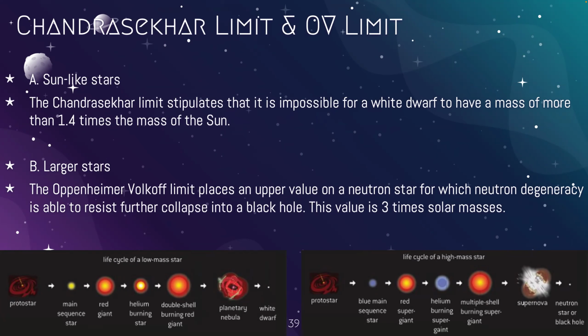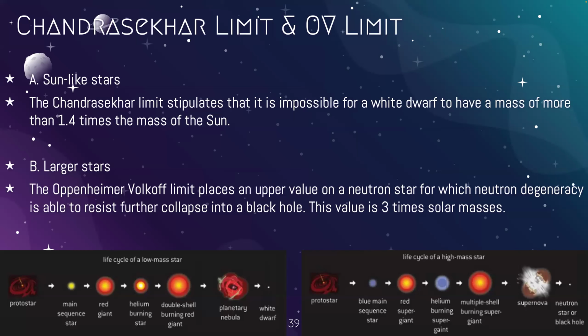Whereas the Oppenheimer-Volkoff limit, in short OV limit, places an upper value on a neutron star for which neutron degeneracy is able to resist further collapse into a black hole. This value is 3 times the solar mass. So the OV limit sets the higher limit for the neutron star. Means if any neutron star is 3 times the solar mass or higher, then only it will form a black hole. Lower than that, it will form a neutron star because a neutron and neutron can never come closer due to a pressure between them called neutron degeneracy pressure, which always resists further collapse. But if the star mass is higher than 3 times the solar mass, then the neutron degeneracy pressure cannot resist further collapse into a black hole.